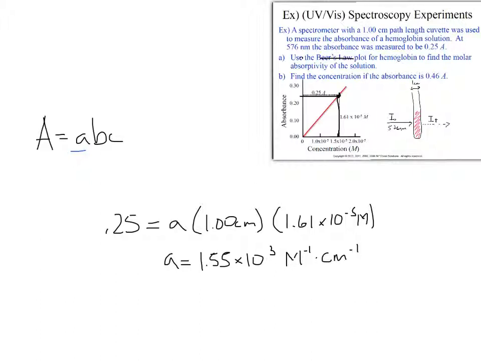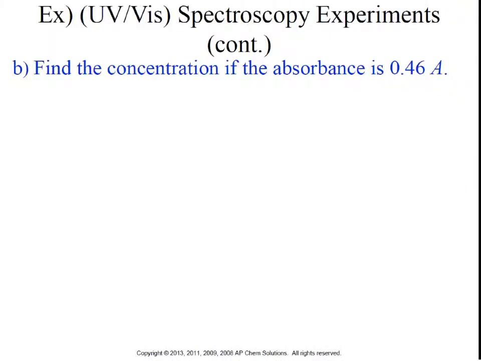Okay, now we can remember that number because it's a constant for this sample. So anytime we're talking about hemoglobin, the molar absorptivity is always going to be the same. So let's take that number and use it to find the concentration if the absorbance is 0.46. In this case, we are looking for the concentration, so we can take that same A equals ABC equation and rearrange it so that C equals A divided by AB.